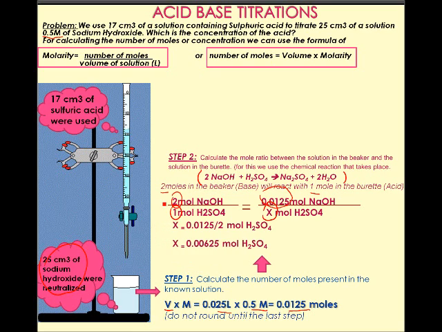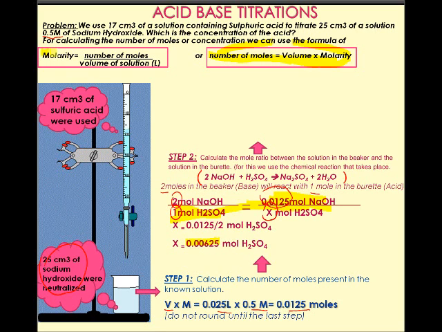When we do the calculations, you need to take the X and cross-multiply, multiplying the ones that are not in the same area. So it's 1 times 0.0125 divided by 2 that is going to give me the value of X. So we can calculate the value, and in this case it's 0.00625 moles of sulfuric acid.